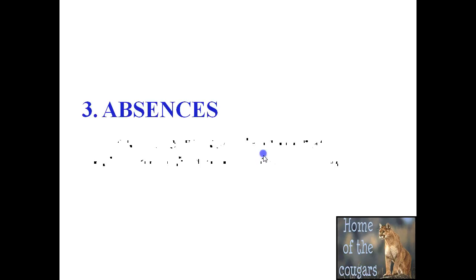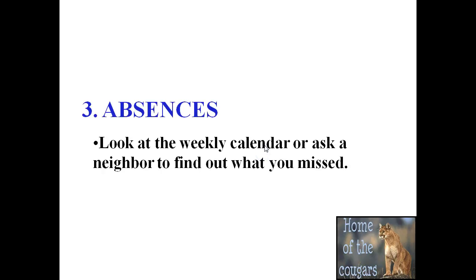Now, let's go ahead and talk about absences. We're going to look at the weekly calendar or ask a neighbor to find out what you missed. On the south side of the classroom, there is a weekly calendar of assignments for Monday, Tuesday, Wednesday, Thursday, Friday. You can take a look at that. On the north side of the classroom, there's a daily calendar, but that will only show the assignment for the day. So talk to a neighbor. You can find out what you missed.